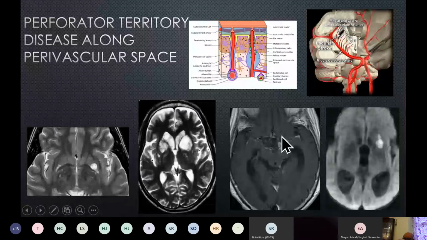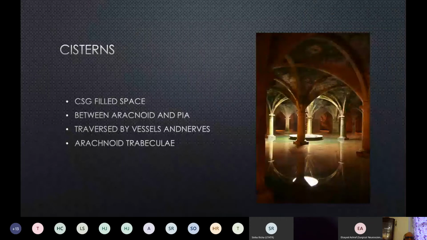We'll move on to cisterns. It's a very big topic, but we'll try and condense it to some relevant cisterns that we see in day-to-day practice. What is a cistern? Cistern is basically CSF spaces, and this is what cisterns look like. This is a cave here, a man-made cave, and you can see it has got various septations, and the septations are basically the arachnoid septae that I showed earlier on, and these are CSF fluid-filled spaces.